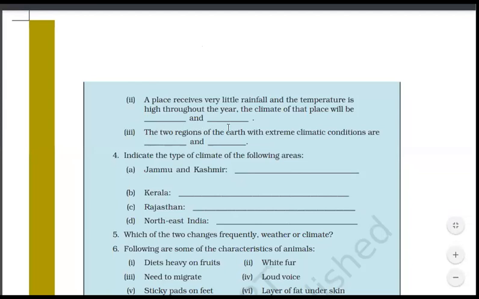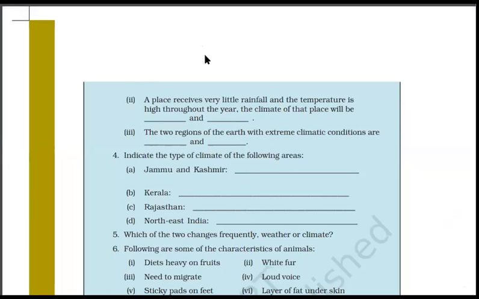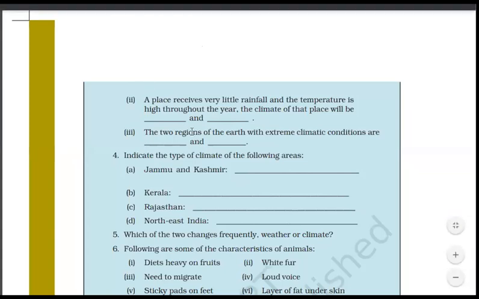Third, the two regions of Earth with extreme climatic condition are polar and tropical. Very good. Very good, Mansa. Polar and tropical region. Very good, Ragini. Very good, Purvi. Very good, Daksh. Very good, Esther. Very good, Aditya. Very good, everyone. Very good, Tavishka, Srichan. All of you got the concept.